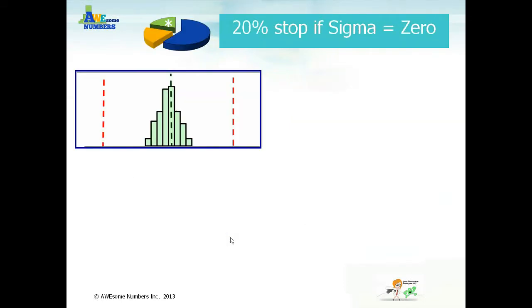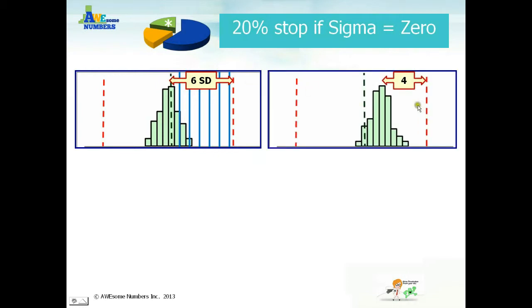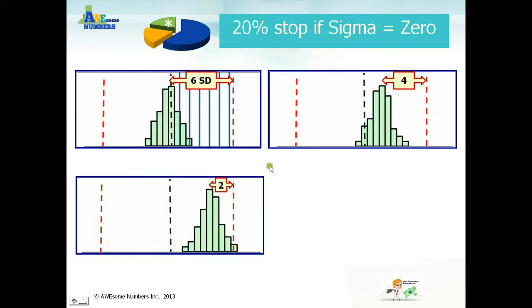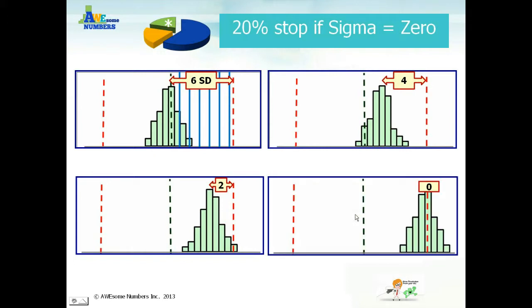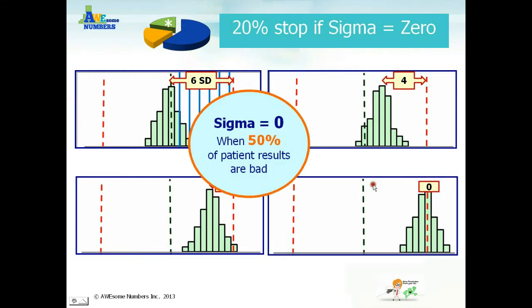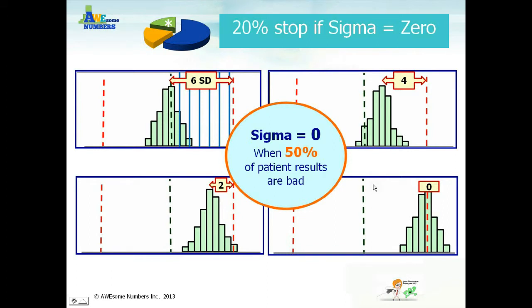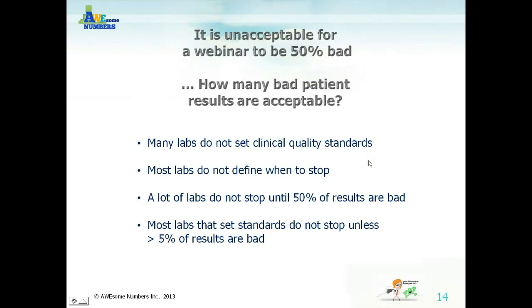Another full 20% said we stop if sigma equals 0. Well, guess what, folks? This is 6 sigma. There are 6 SDs from where the mean is now to where it would be if the method failed. This is 4 sigma. There are 4 SDs between the mean and the allowable error limit. This is 2 sigma, and this is 0 sigma. Sigma equals 0 when 50% of patient results are bad. It is unacceptable for a webinar to be 50% bad.